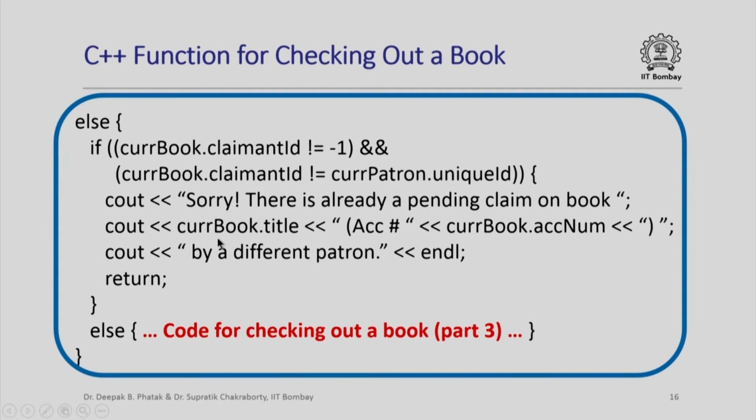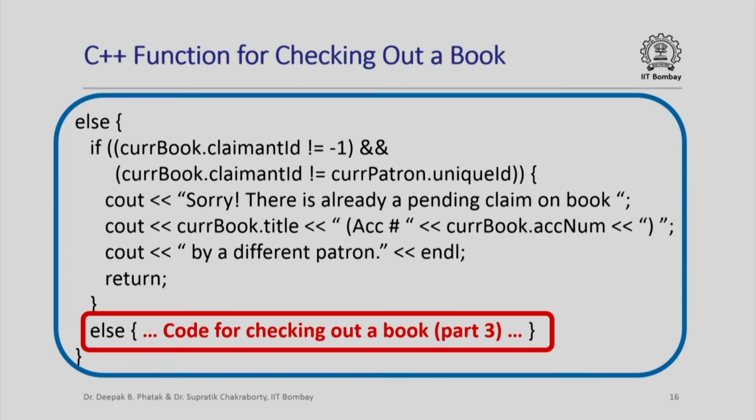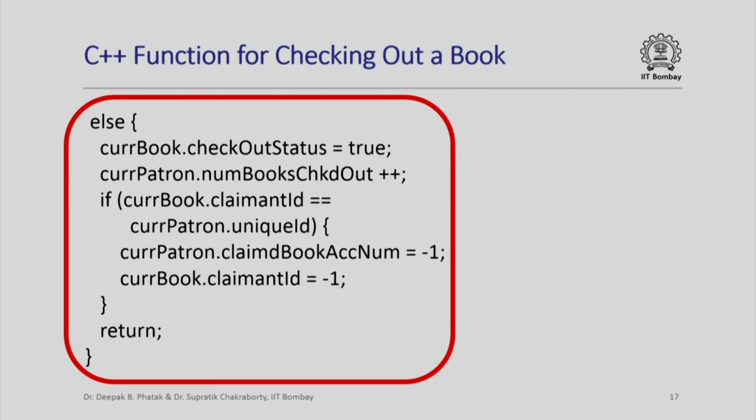Now if none of these checks succeed, then indeed we can let current patron check out current book, and so that is what we are going to do now over here. We will set the checkout status of current book to true, we will increment the num books checked out member of current patron by 1, and then if the current patron had indeed registered a claim for the current book, then we are going to remove this claim now, because now the current patron has been allowed to check out the current book.